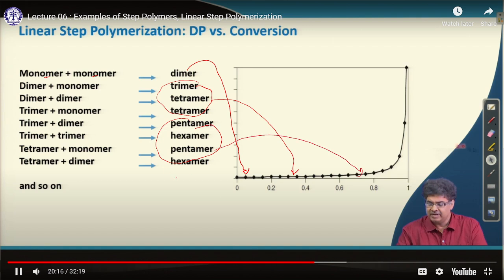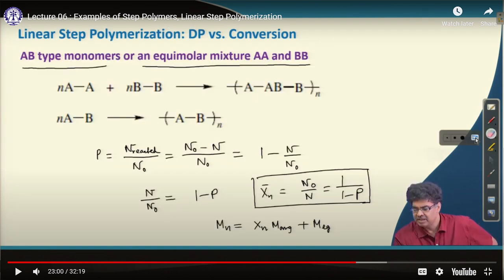And big molecules, oligomers like 100-mers, 1000-mers, the big molecules react at the end of the reaction. So that's why the degree of polymerization increases drastically at the end of the reaction. So this is the linear step polymerization. It is explained here.